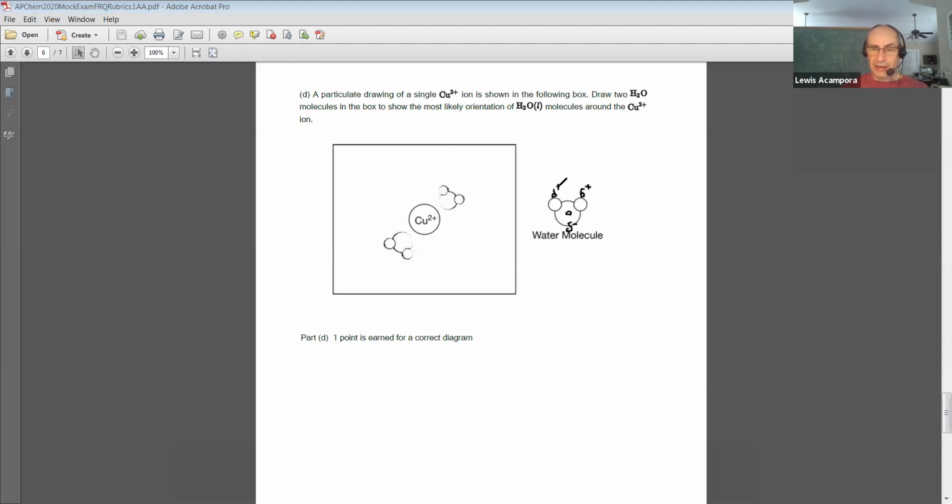Since the copper ion is positive, the negative oxygen ends of the water molecules should be attracted to the copper. So you would want to show this, and it doesn't matter if they're at 2 o'clock and 7 o'clock, or above and below, or left and right, or kind of to the same side, but you would have to have that correct orientation. So those are the ways to earn 4 points on this question.